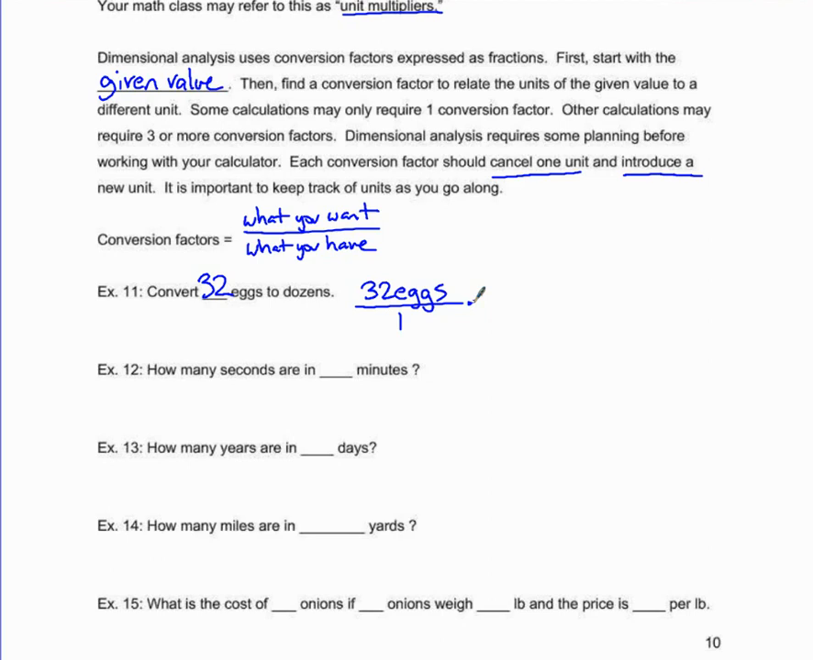So then we need to find a conversion that relates eggs, what we have, with dozen, what we want. It's generally common knowledge that there are 12 eggs in a dozen. Most people are familiar with this conversion factor. So when I say I have 32 eggs and we want to know how many dozens, the eggs cancel out, and in the number of dozens we have 32 divided by 12, which is 2.7 dozen eggs.